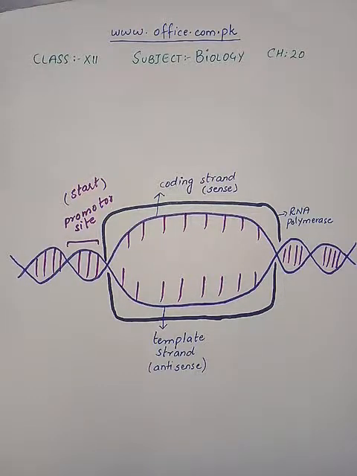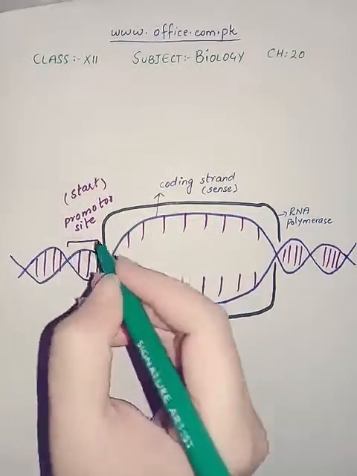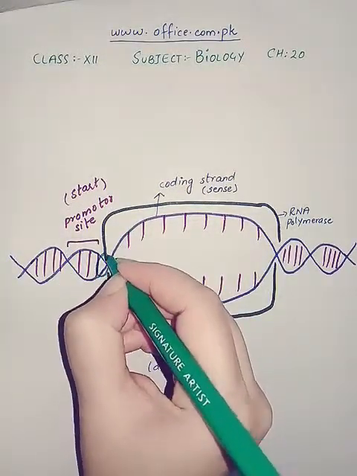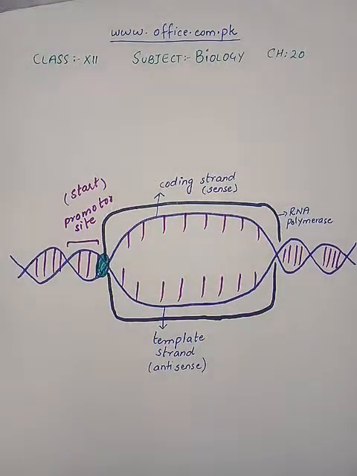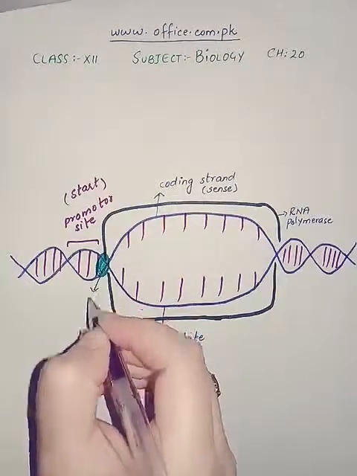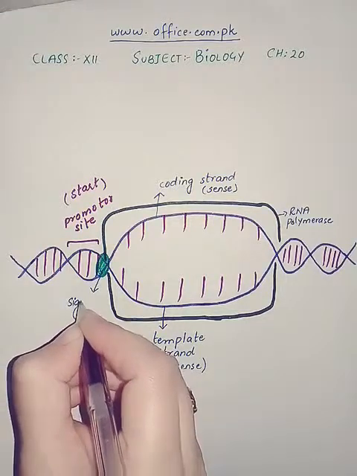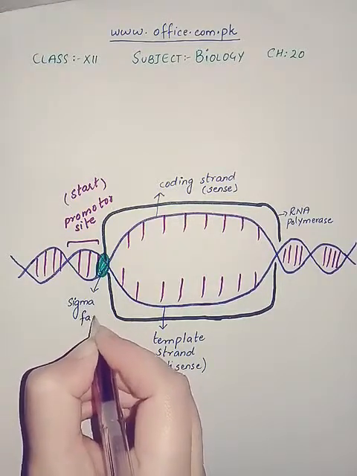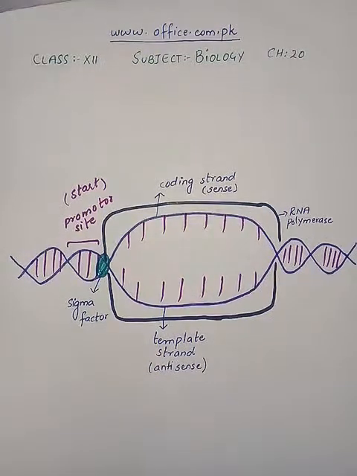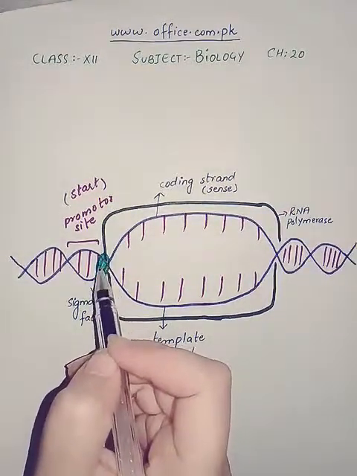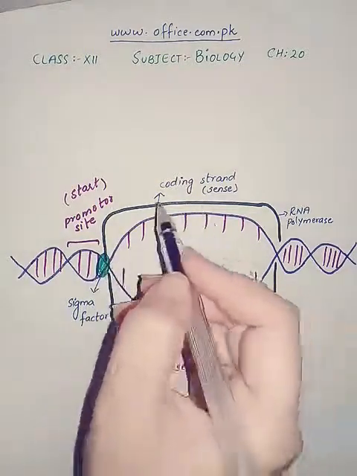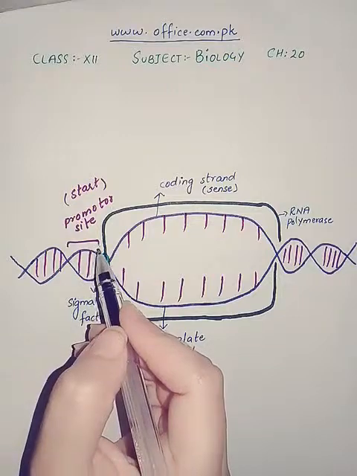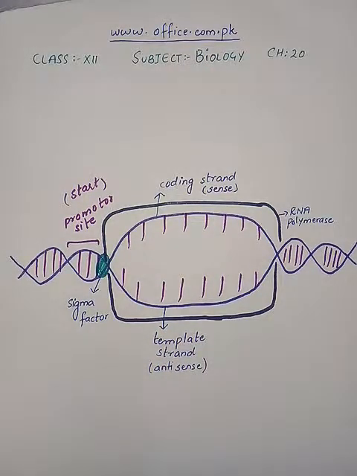First of all, here at the promoter site there is a factor. This factor is known as sigma factor. Now the process is initiated when this sigma factor is bound to this site. As soon as the sigma factor of this RNA polymerase binds to the promoter site, the process begins.